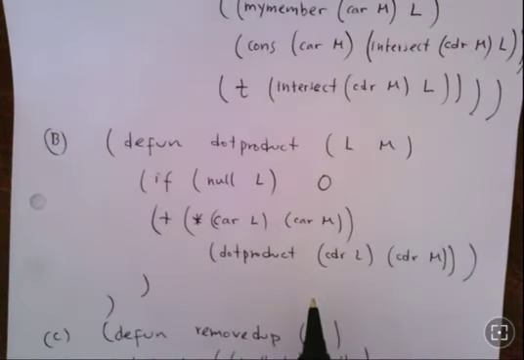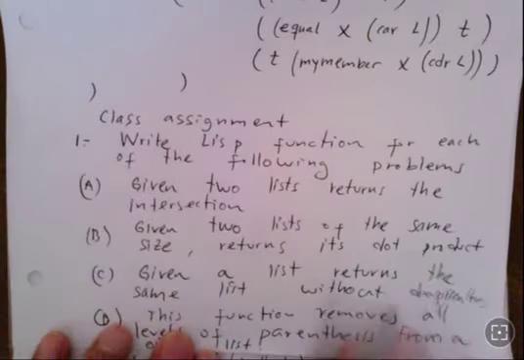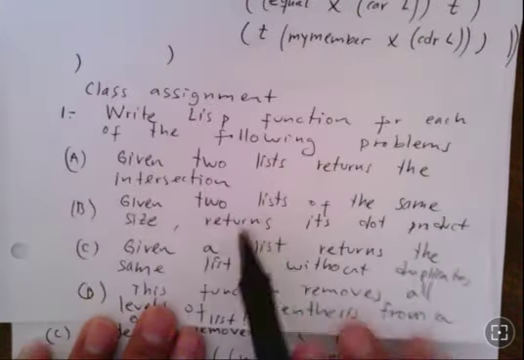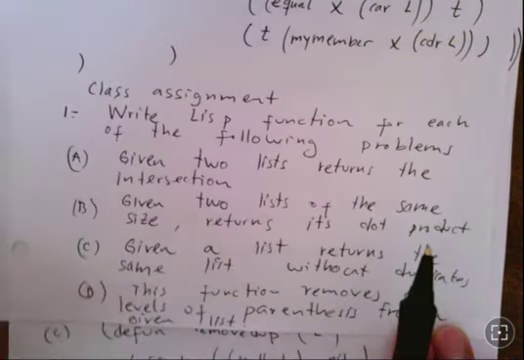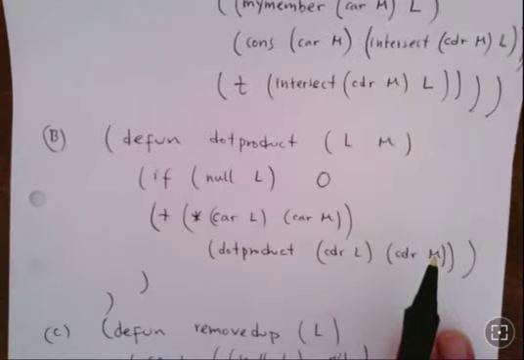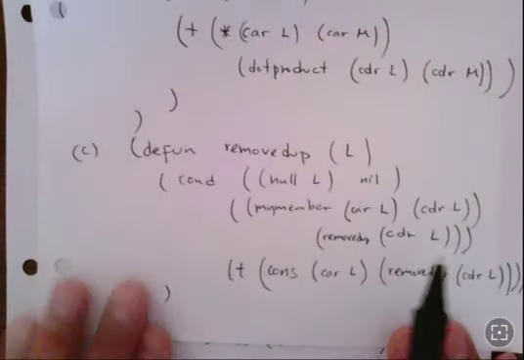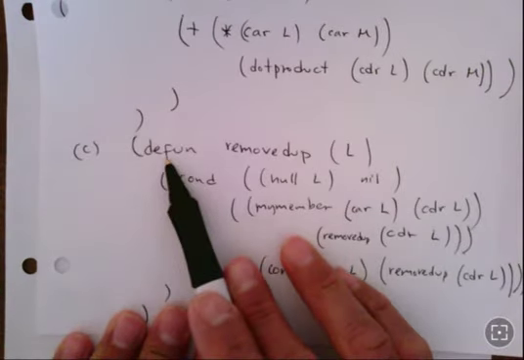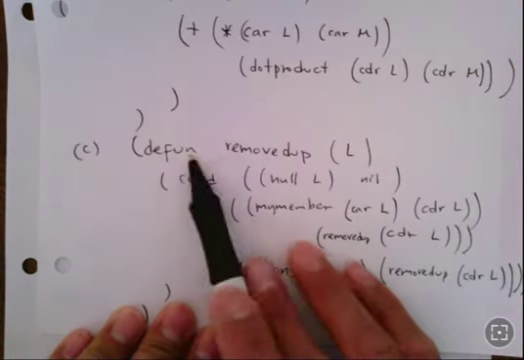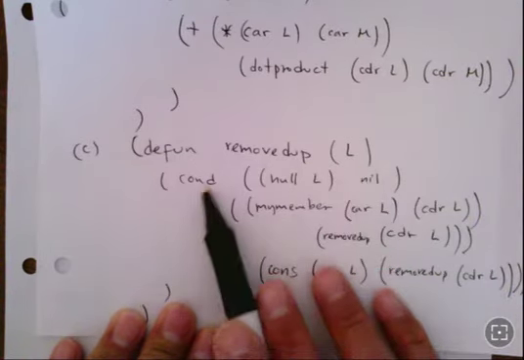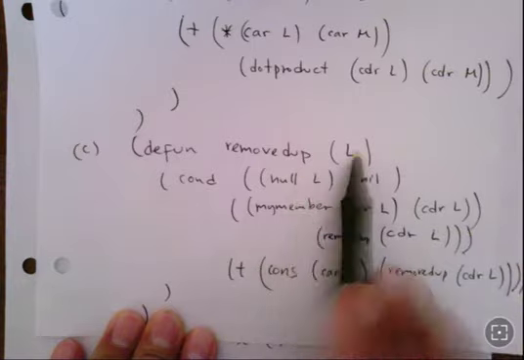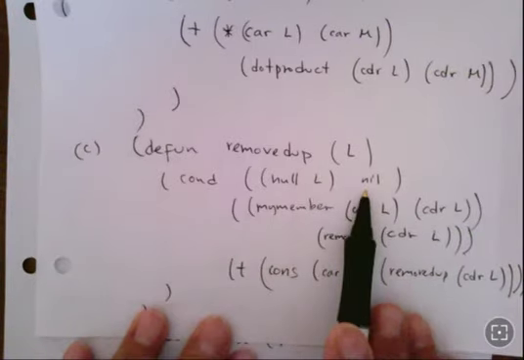Let's see the question C that we have here to study. It says, given a list returns the same list without any duplicates. So let's say, like in the case of sets, we don't want to have any duplicates. So let's see here, the define function, or the found function, remove duplicates. So we got a list, and then again we got a condition. Is this list empty? If it is, the answer is empty.